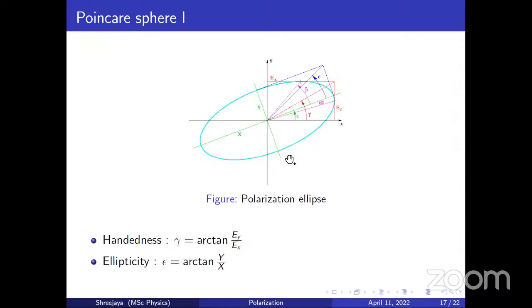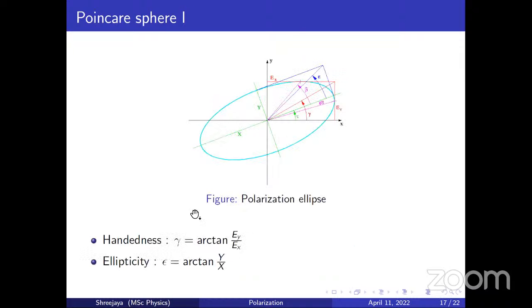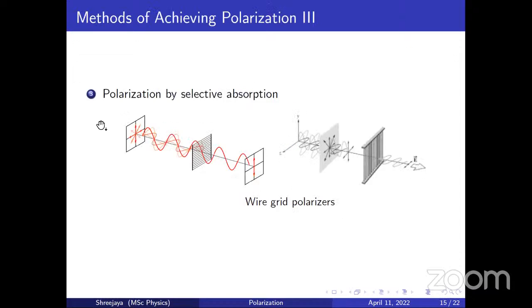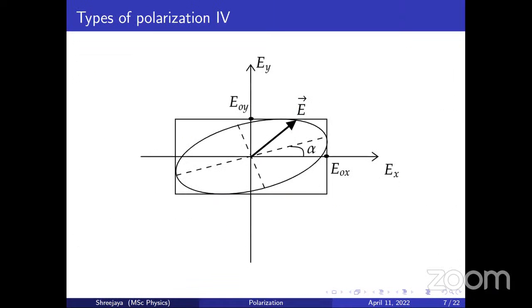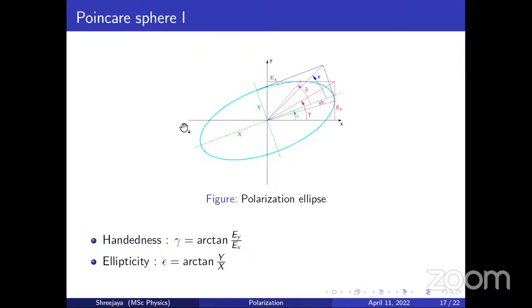Next we have is the Poincaré sphere. I'll come to that. So this is just like I showed before. Where is it? Yeah, this diagram. It is the polarization ellipse. So this is again the same, but it has a few more details in it, and I have changed the notations of some angles.